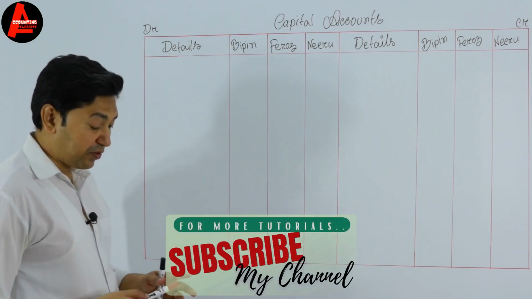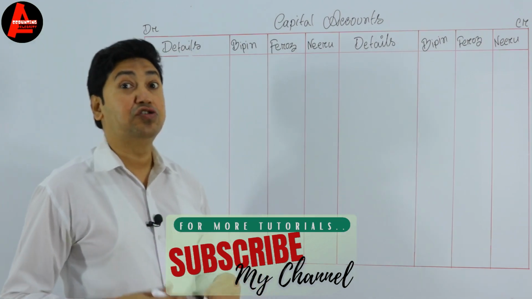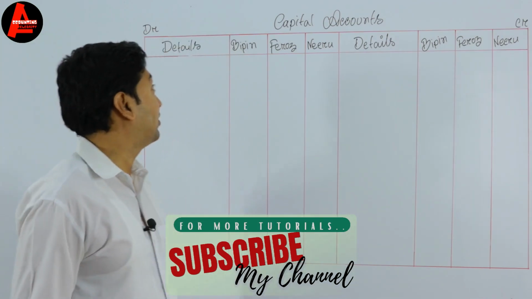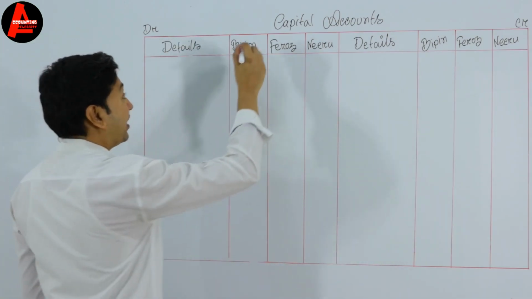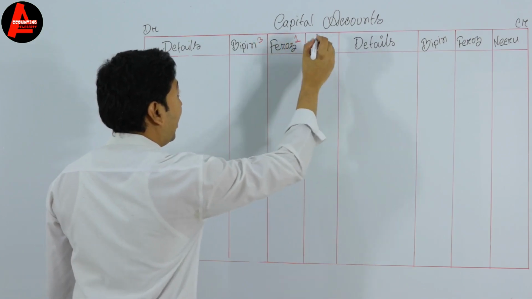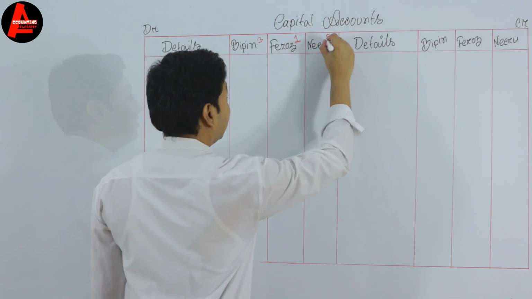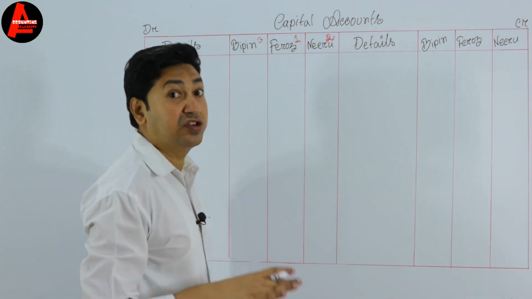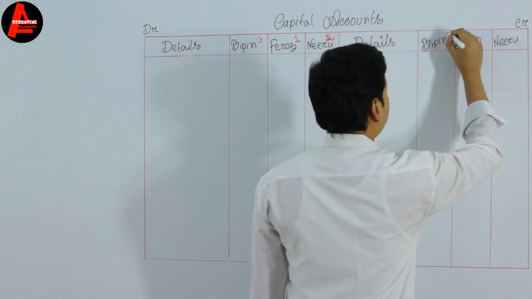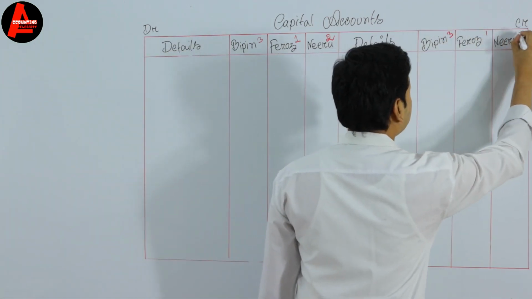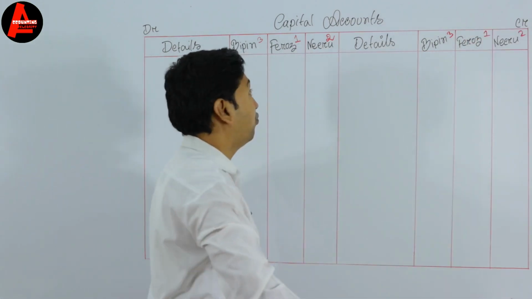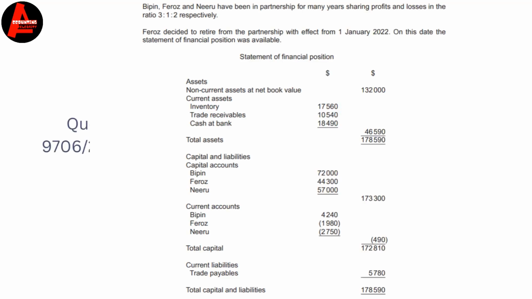First of all we need to know the ratio to share profit or loss. In the question we see Bipin will get 3 shares, Feroz holds 1 and Nero 2. This is the existing ratio to share the profit or loss. Let us write it here also, 3:1:2. Good.